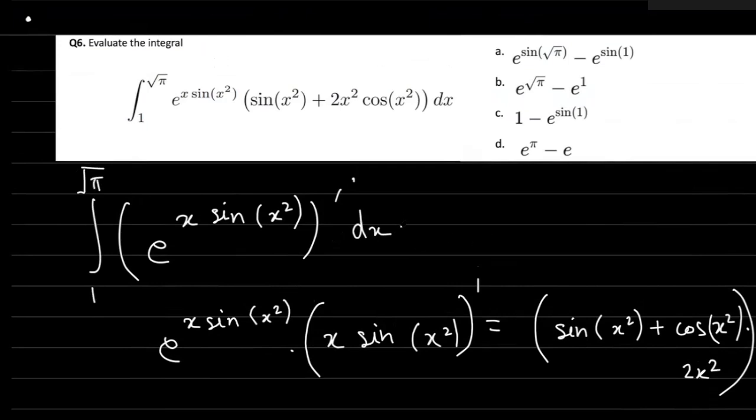Root pi. So when you put root pi, it becomes e to the power sine of root pi square, which becomes sine of pi, which is 0. E to the power 0 minus e to the power, when you put limit as 1, it becomes 1 into sine of 1, which is sine of 1. So 1 minus e to the power sine of 1. Okay.